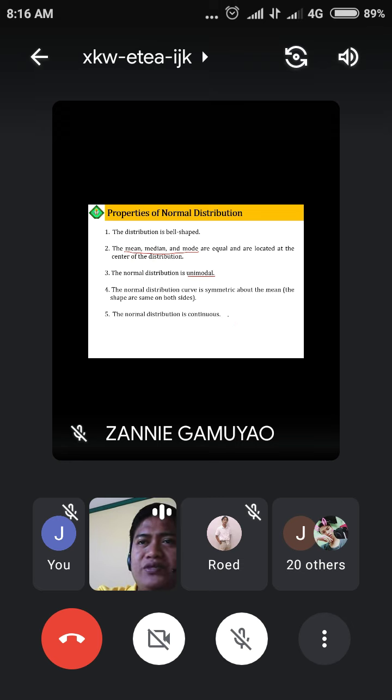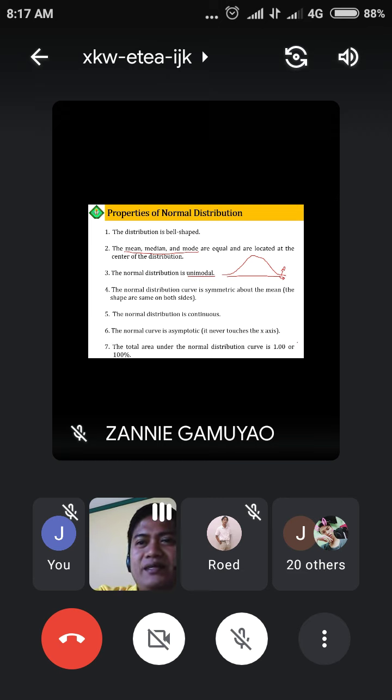So the normal distribution is continuous. So this is only for interval and or ratio data. So the normal curve is asymptotic. It never touches the x-axis. So in other words po, kung ito yung line natin, ito lang yung normal curve natin. Itong part na to, hindi siya tatama dito. So it will never touch the x-axis. In other words, hanggang friends lang kayo. Okay?